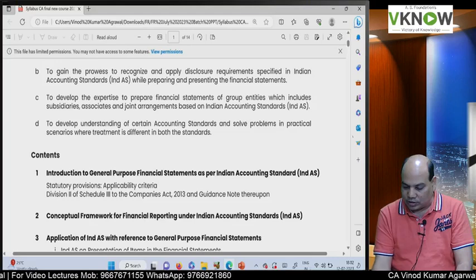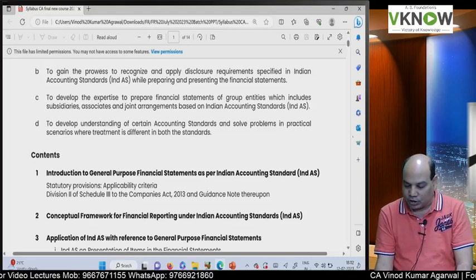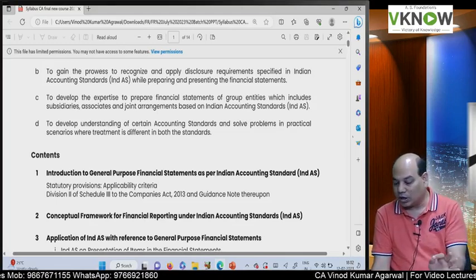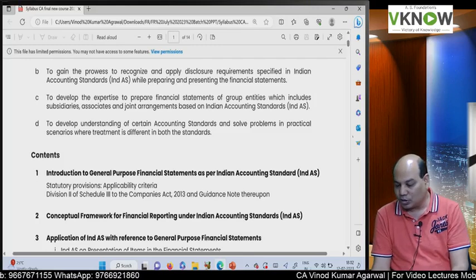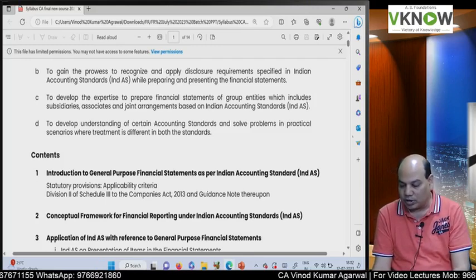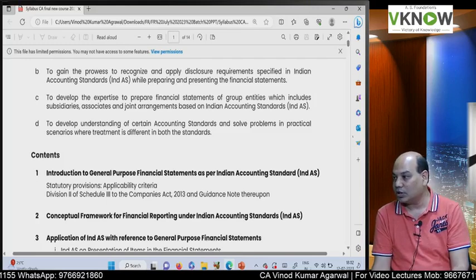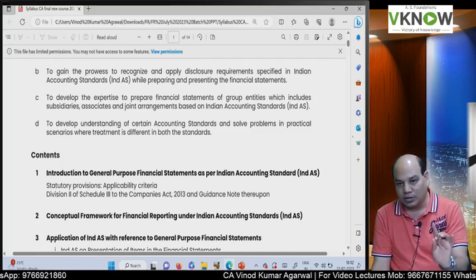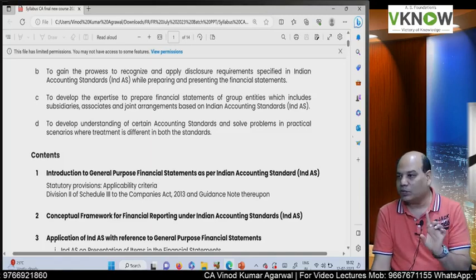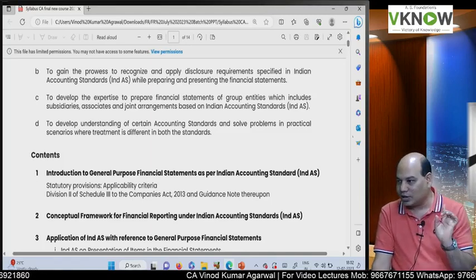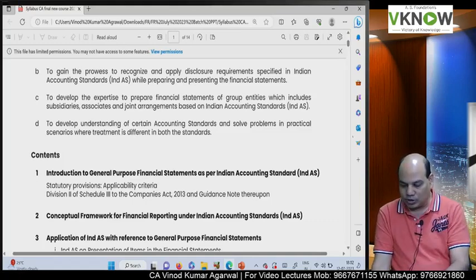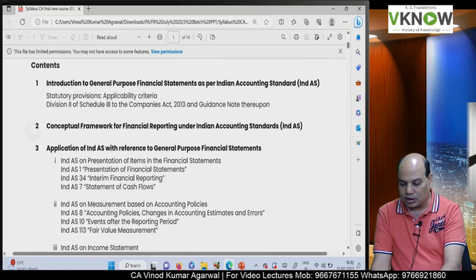What they have done this time in the new course, they have also written in point number D that you have to also develop understanding of certain accounting standards and solve problems in practical scenarios where the treatment is different in both the standards. So some knowledge of accounting standards will be required in some particular topics. You don't have to study all accounting standards. You have to study only a few accounting standards, which I am going to tell you. So this is our syllabus.